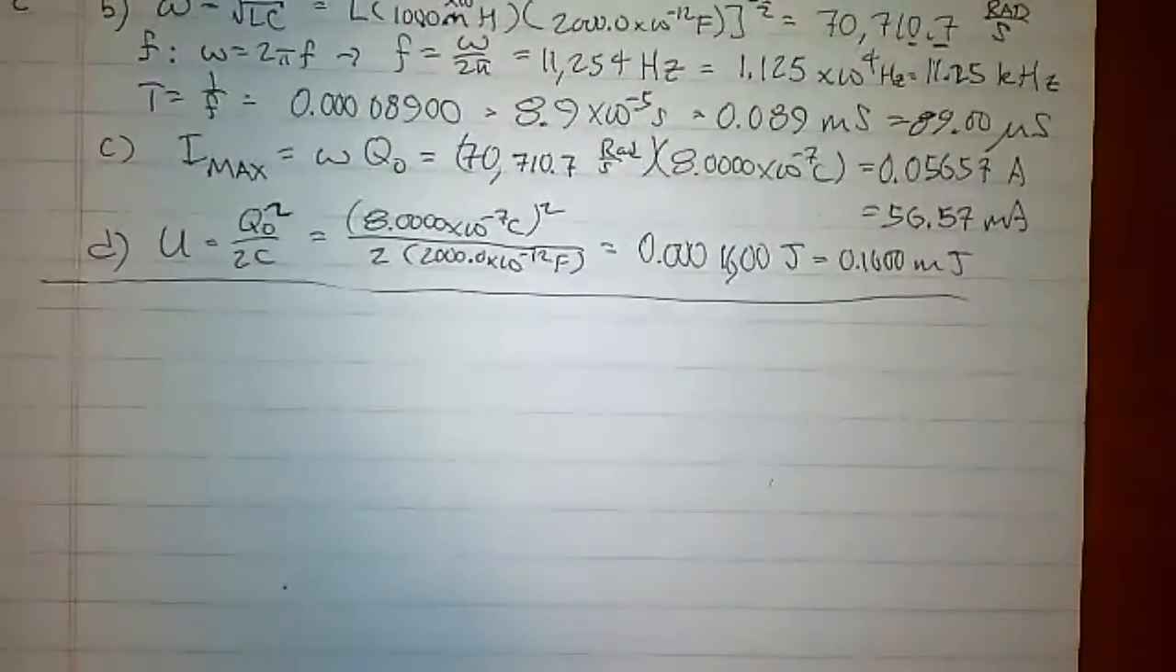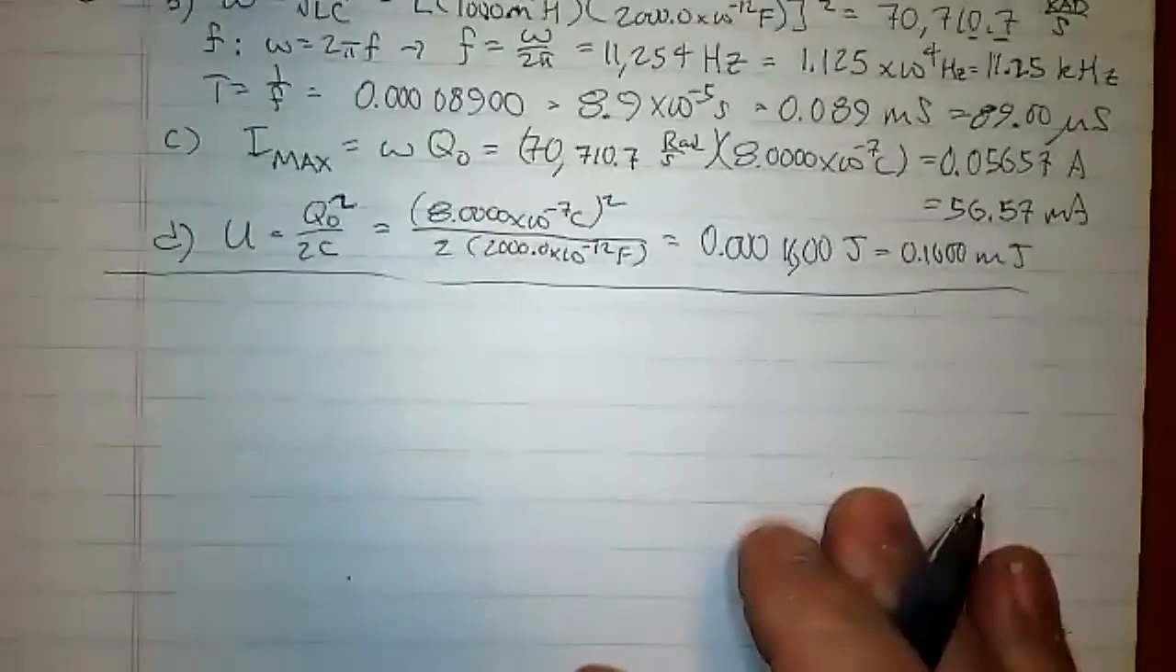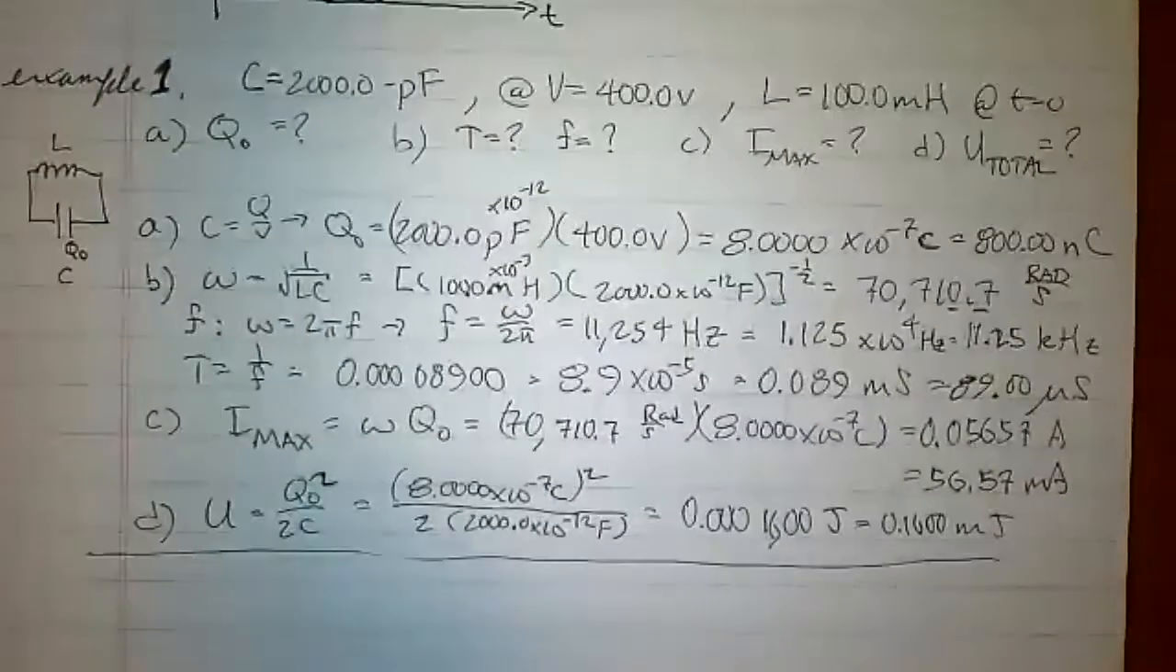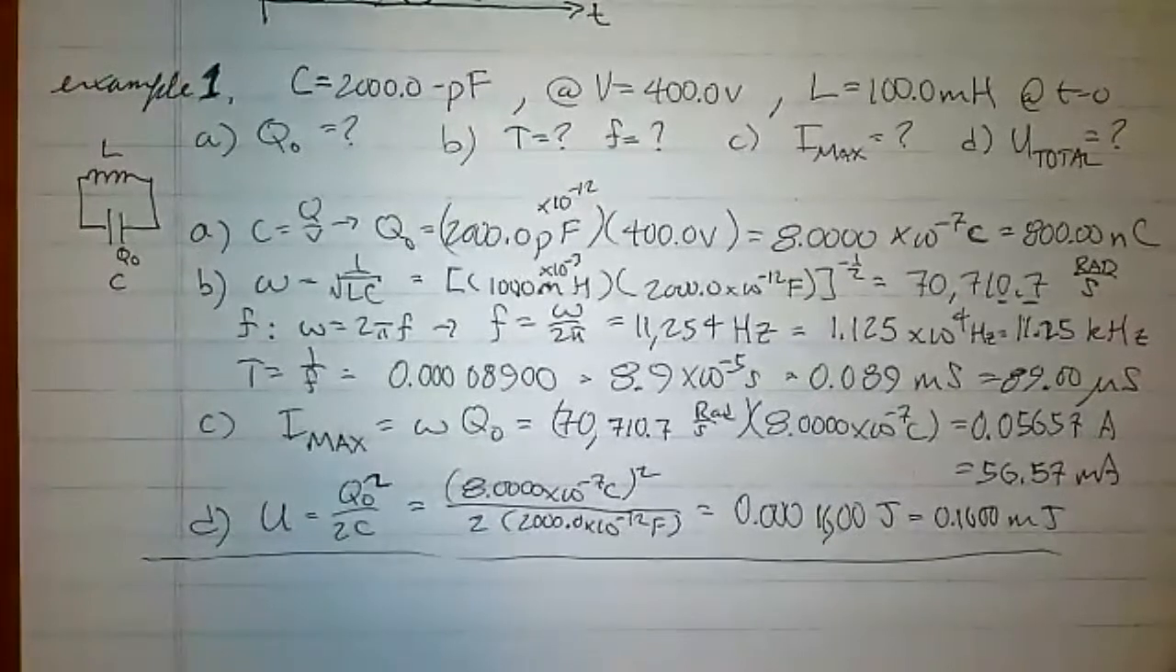Now we've finished the LC circuits. The next thing I want to do is actually introduce you to the LRC circuit. And this is a special case where instead of actually putting in a power supply, we're going to assume that we initially start with a charged capacitor, just like we did with this circuit. So anybody have any questions on how this problem worked out? I'll go ahead and put it in its entirety right there.